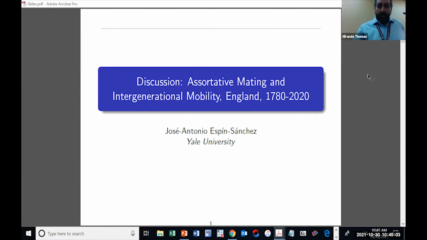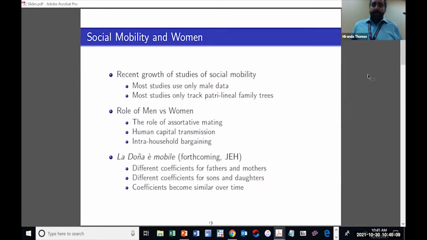Okay, there we go. So thank you for the presentation, Clark, and thank you for the paper. I think it's a great paper. I think we are moving now towards a better understanding of the role of women in society at large, but in particular in social mobility. And I think that this is an important step in the right direction, that we want to understand better the role of women throughout history and even today in different social aspects, right?